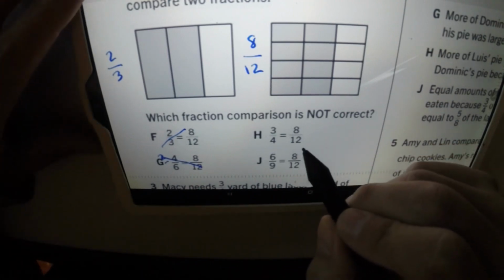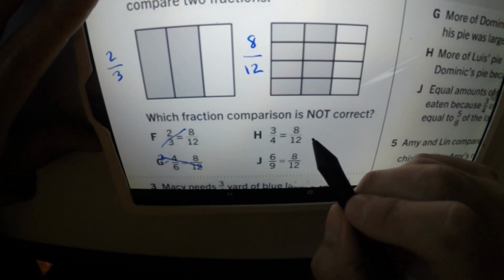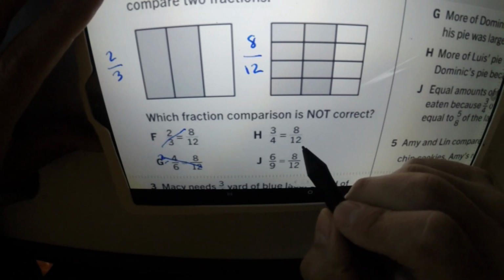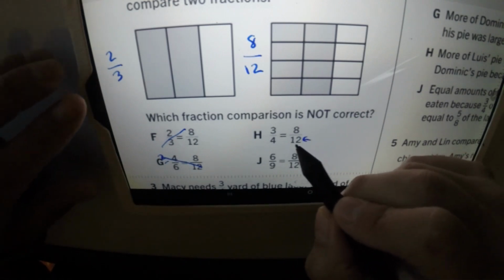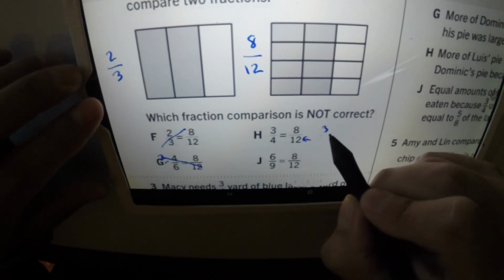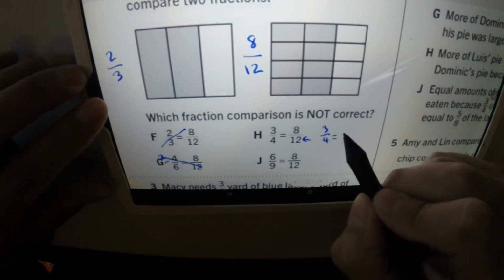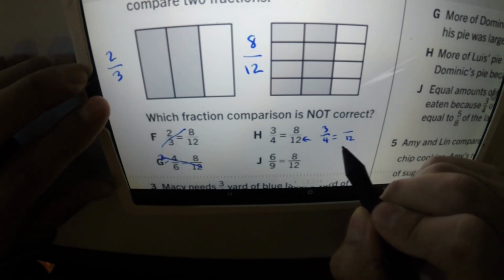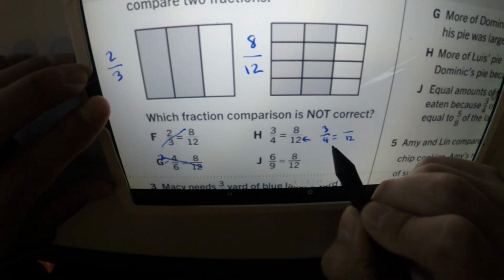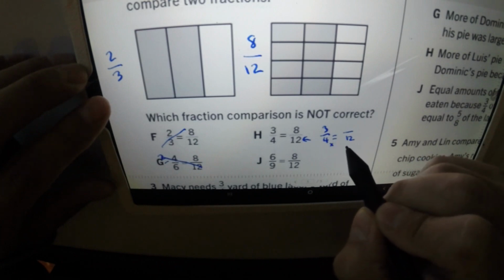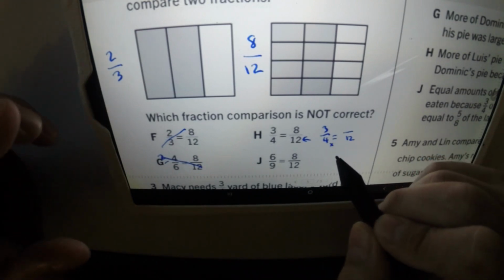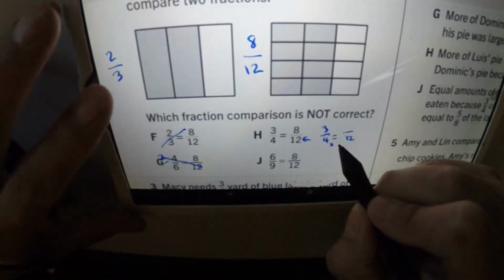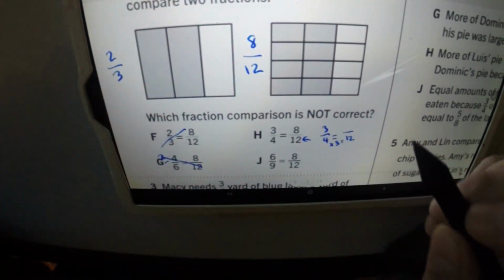3/4 is equal to 8/12. Well, let's see. We're going to make this a little more understandable. We want the denominator, the bottom number, to be the same on this number. So 3/4 is equal to what over 12, right? In order to get from 4 to 12, we have to multiply by something. 4 times what equals 12? I'm going to help you do the math. 4, 8, 12. So that's 3. 4 times 3 equals 12.